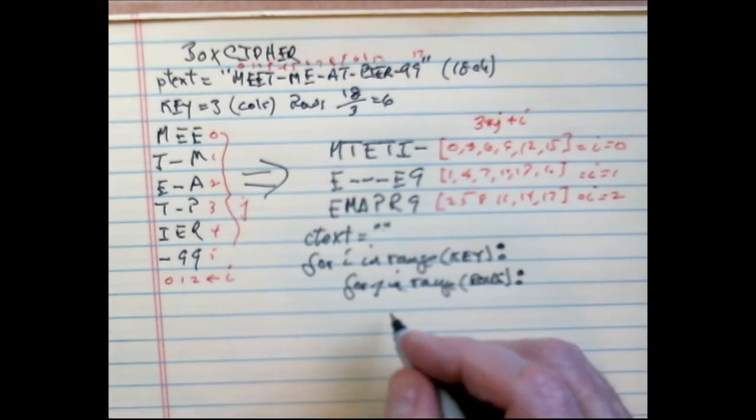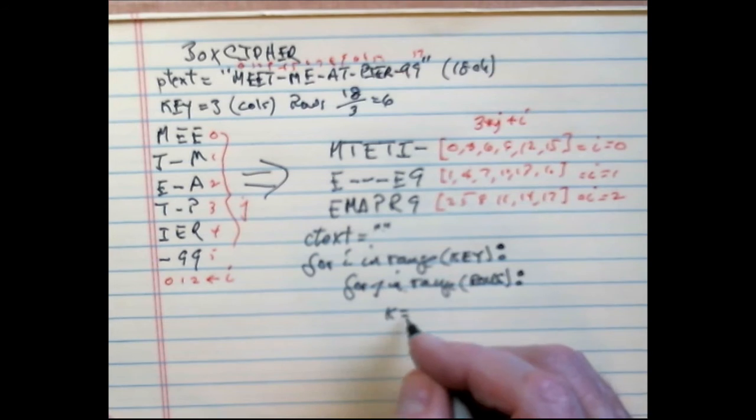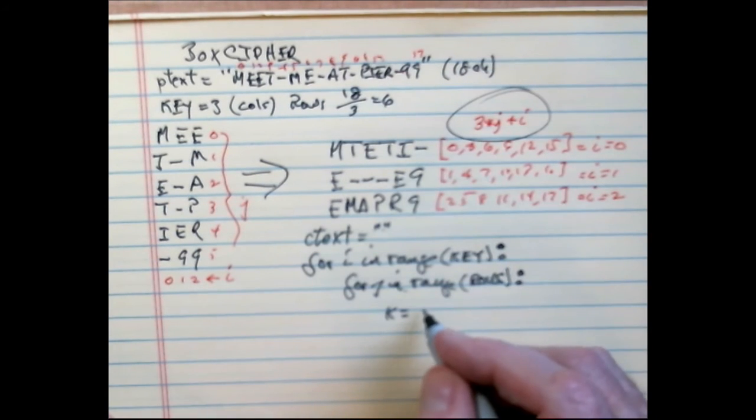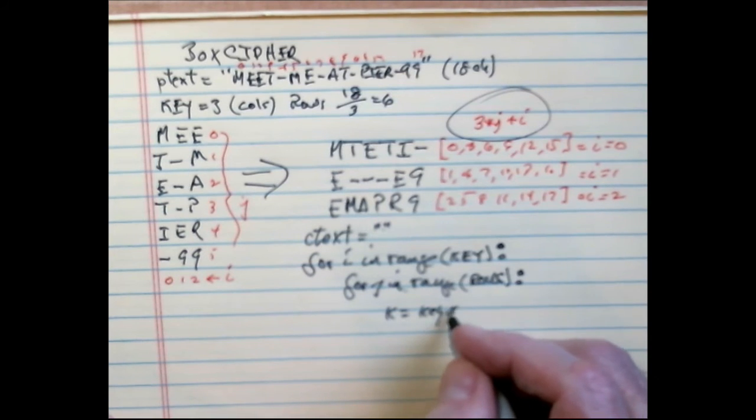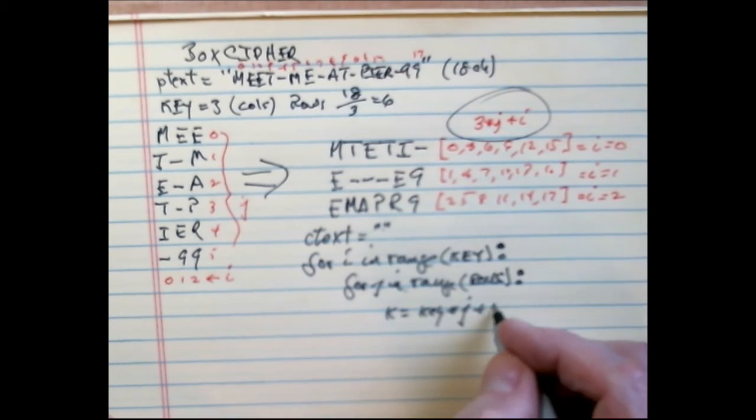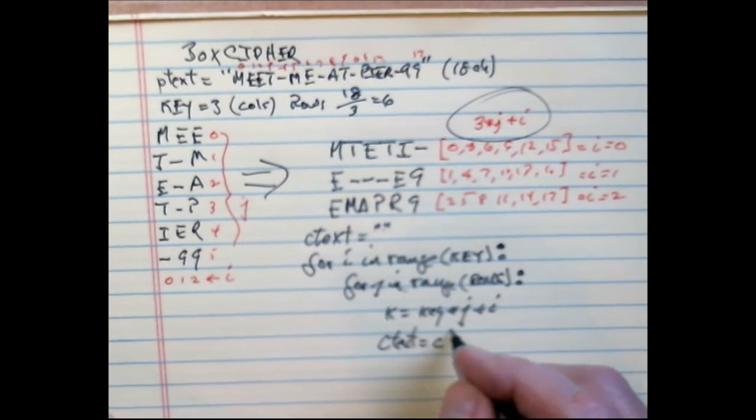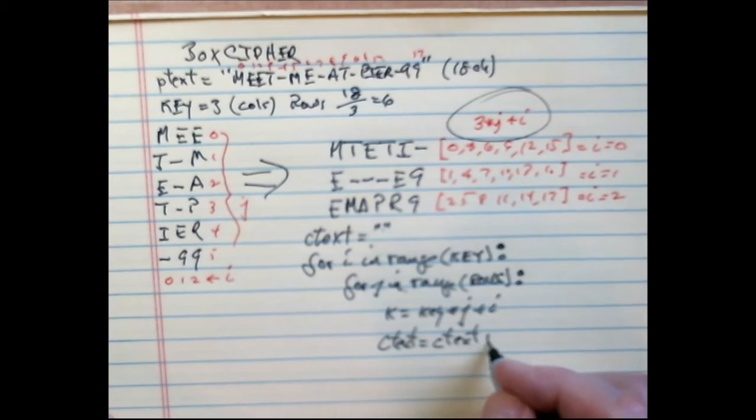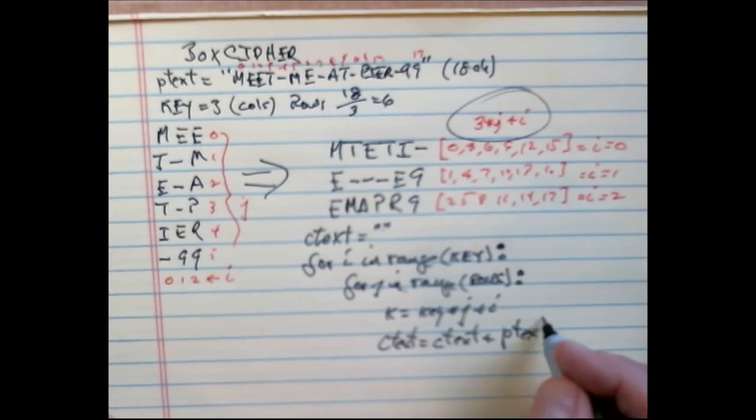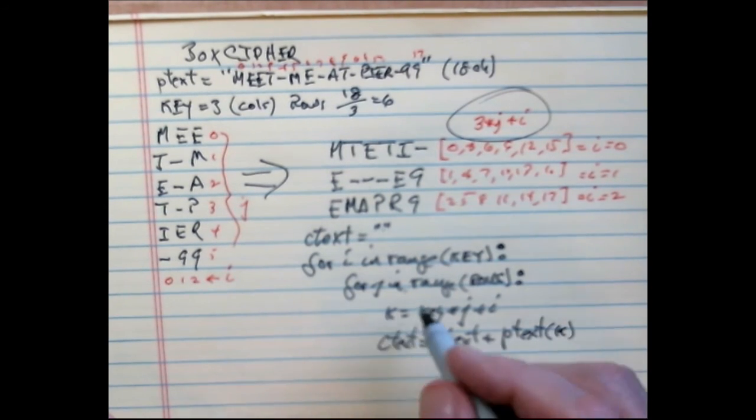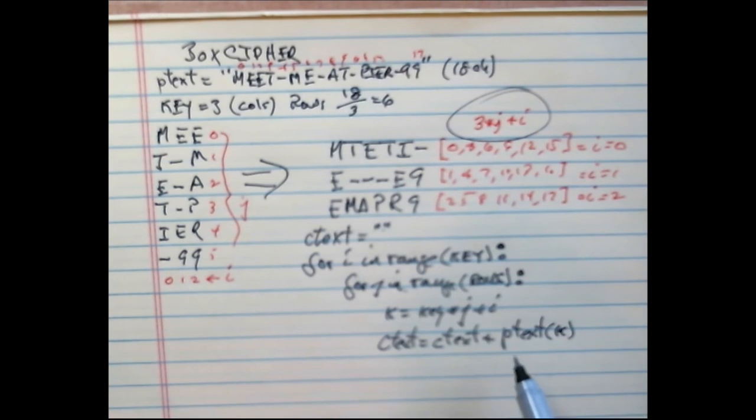And then here we set another variable, K, and we'll make that equal to this character. Only instead of 3, just use key star J plus I. And then we simply say ctext equals ctext plus ptext, the character at K, this variable here. And that will do it.